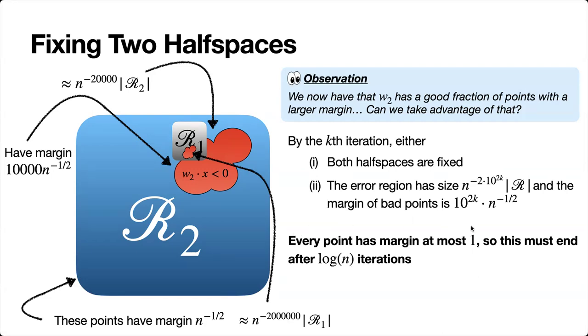Now we just note that the points that we're working with come from the unit sphere. So they can't have distance more than 1 from any hyperplane. And so after log n iterations, this process has to end. And we must find a region where both of the hyperplanes, both half space 1 and 2, were fixed. Okay, so this is what we're going to use to learn an intersection of 3 half spaces.